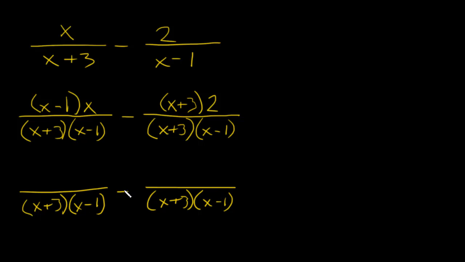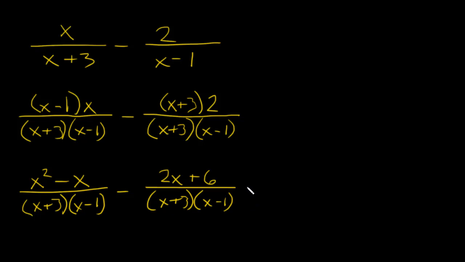Okay. So now that I have that, I can distribute x times x. It's going to give me x squared. X times 1, negative 1, so that's going to be a minus x. Now I'll come over to the next one. So I've got 2 times x, 2x, 2 times 3, 6. Okay.